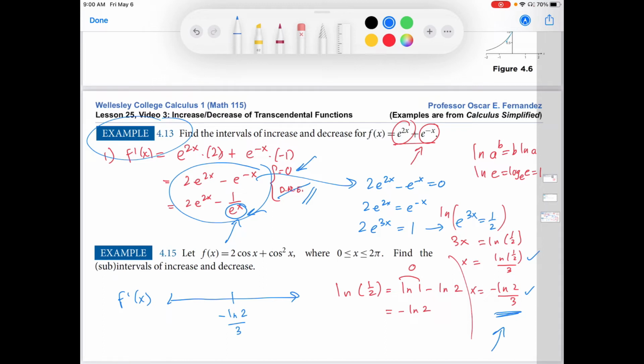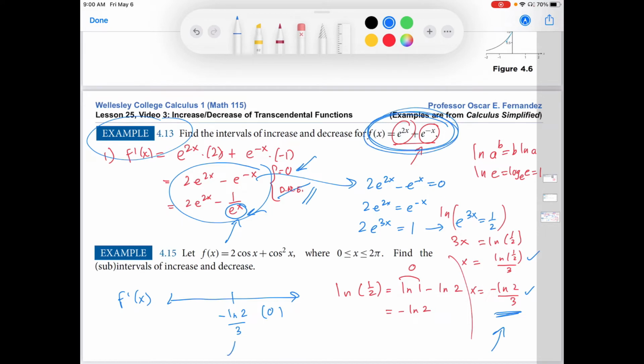So then I can insert candidate test points. I'm going to choose an x value over here that's to the right of minus ln of 2 over 3. We can certainly choose 0, again provided that the function is defined there, and it is. The function is defined for all x.